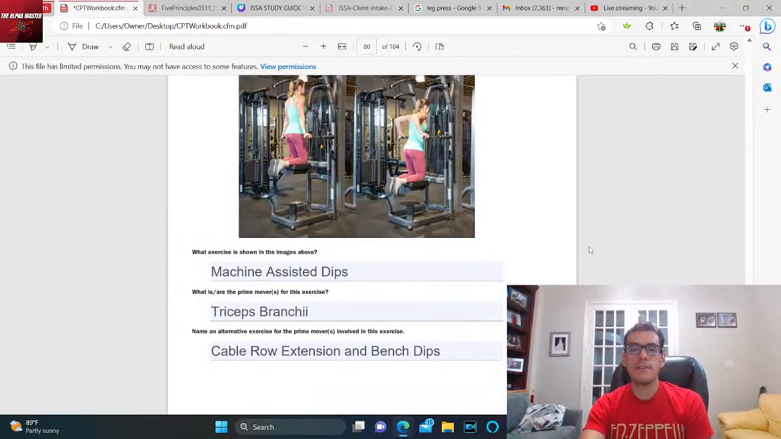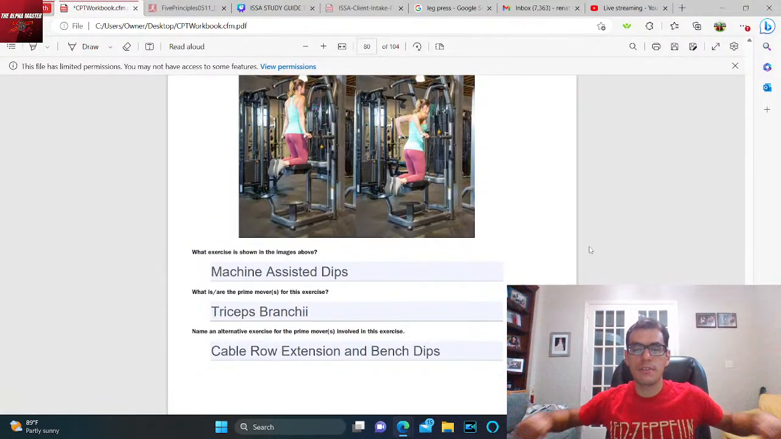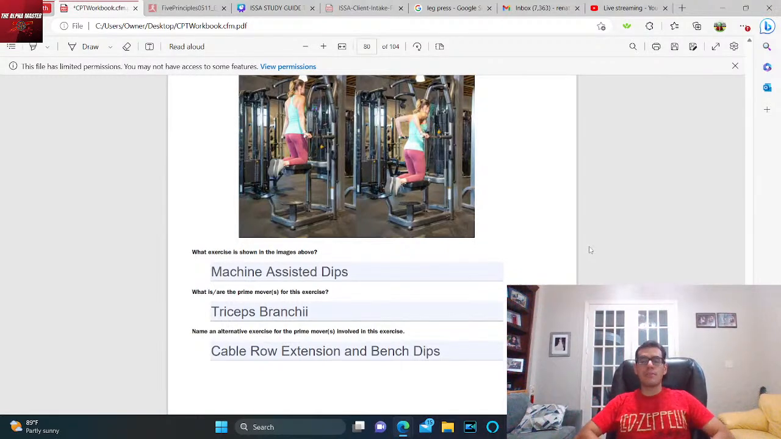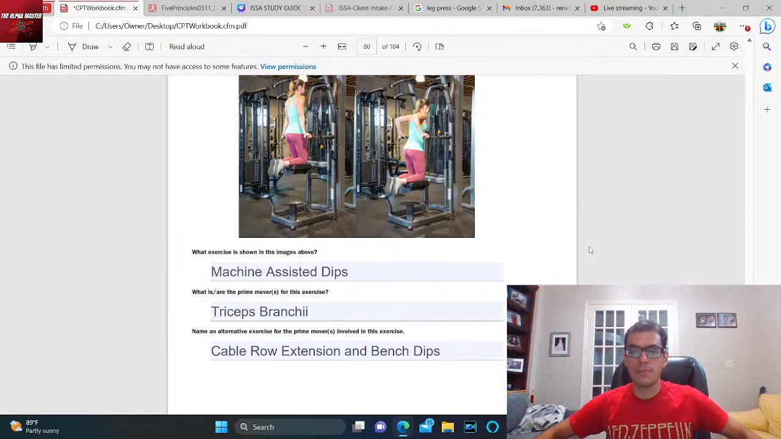Now this is going to be a machine-assisted dips that works the triceps brachii. The prime mover for the machine-assisted dips is going to be the triceps brachii. The triceps brachii is going to be the main muscle working in the machine-assisted dips. The exercise shown in the images above is the machine-assisted dips, and the prime mover for this exercise is the triceps brachii.